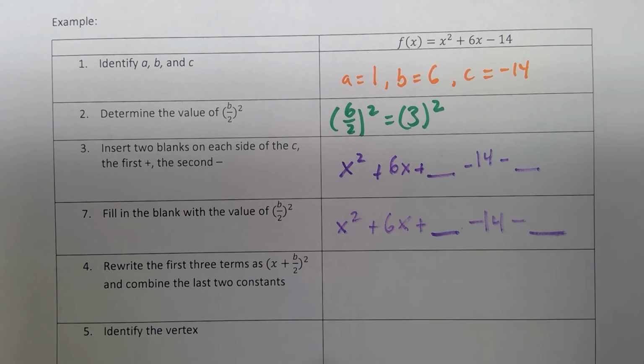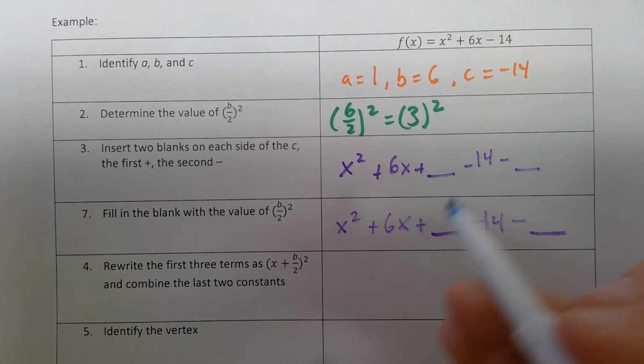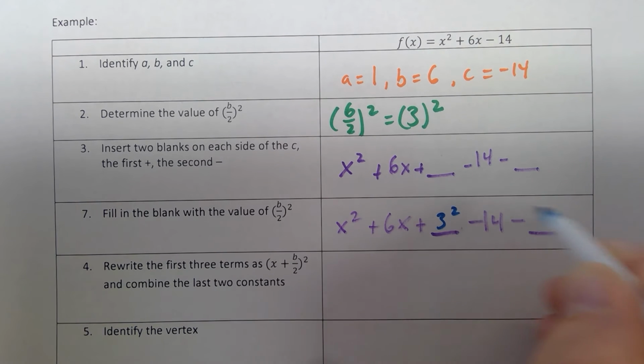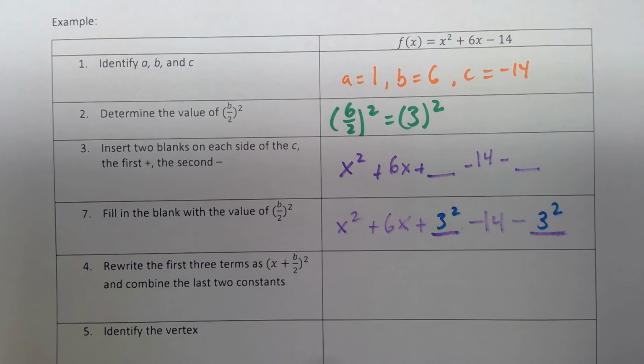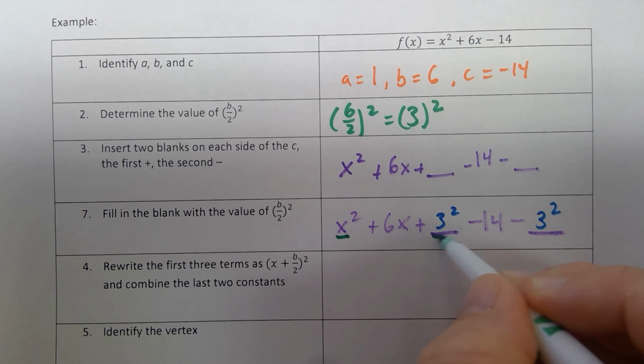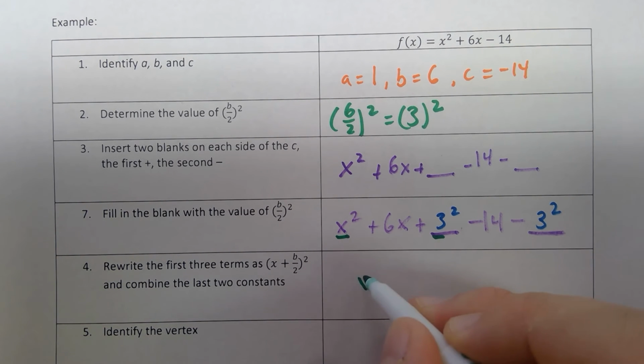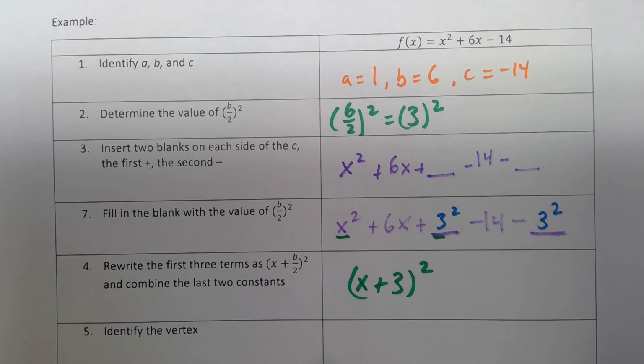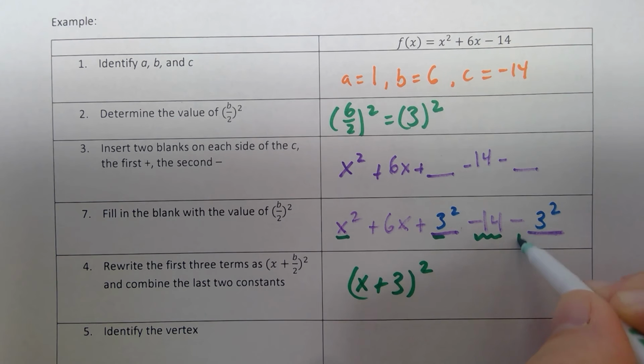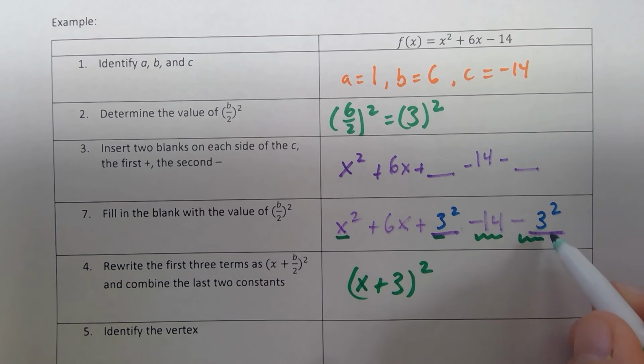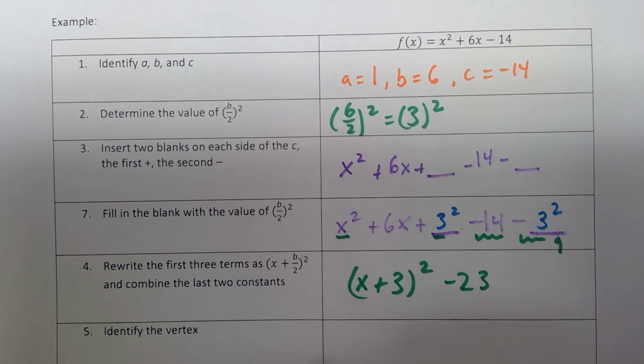So let's go ahead and fill that in with our b over 2 squared, which we said was 3 squared. Since it's positive, I don't need to keep the parentheses. Now we're going to make our perfect square binomial. So once again, I pull whatever is being squared here. And then I combine what I have left over here. So that's 3 squared is 9, so -14 minus 9, and once again a -23.